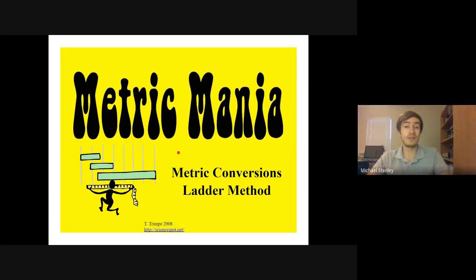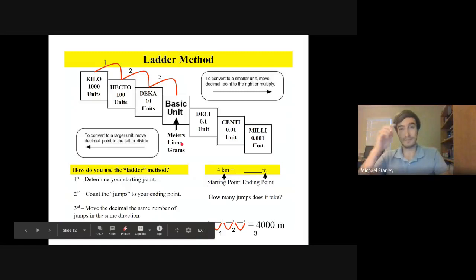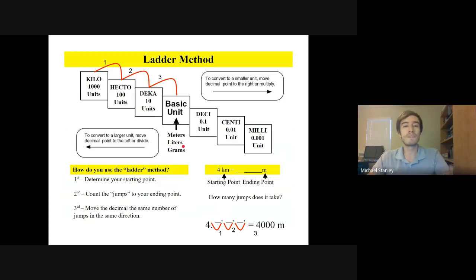And so the ladder method looks like this. It can also be called the stair-step method. I've heard some people refer to it that way as well. So here we have these little boxes that represent different steps on the ladder or different steps on the stairs of our different sizes of unit. A couple things to notice right off the bat. We have our basic unit right here in the middle. So again, that's referring to meters, liters, or grams if we're talking about length, volume, or weight.